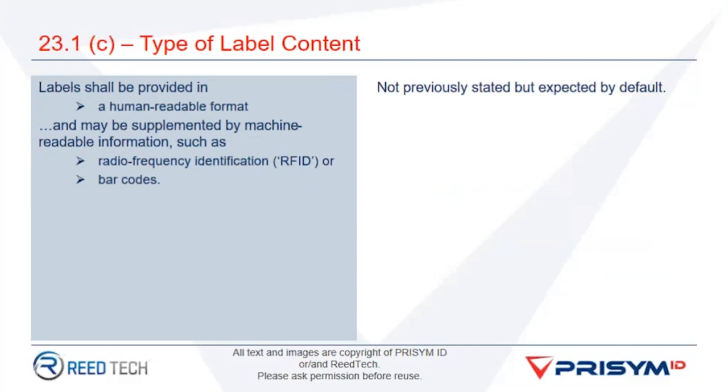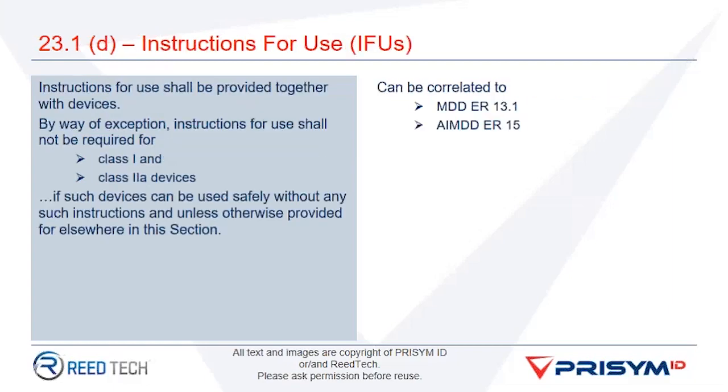So somebody should be able to look at your label and read the content. This wasn't previously stated in the MDD. This is something that's new to the EU MDR, but it was always expected. And hopefully it won't be too much of a challenge to most people. Machine-readable information is a supplement to the human-readable content. You should be able to look at your device and the labels and be able to gather all the information without requiring technology to assist you.